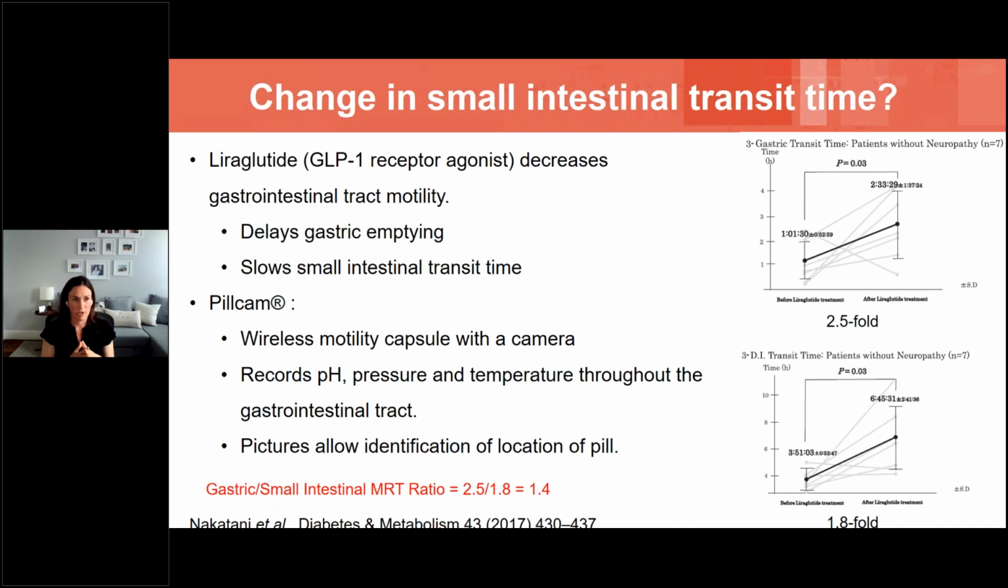So while looking at the literature, I found this publication from Nakatani and collaborators in 2017, and they show that liraglutide, which is another GLP-1 receptor agonist, decreases gastrointestinal tract motility, delays gastric emptying, and also slows small intestinal transit time. So this is not something we know happens with dulaglutide, but this was one of our hypotheses. Okay, perhaps this could be happening to dulaglutide. In the Nakatani study, they use a pill cam. A pill cam is a wireless motility capsule that has a camera and can record the pH, the pressure, and the temperature throughout the gastrointestinal tract when humans swallow it. And that also, because it has a camera, allows you to identify where the pill is located.